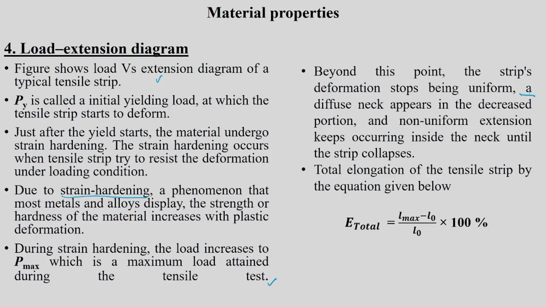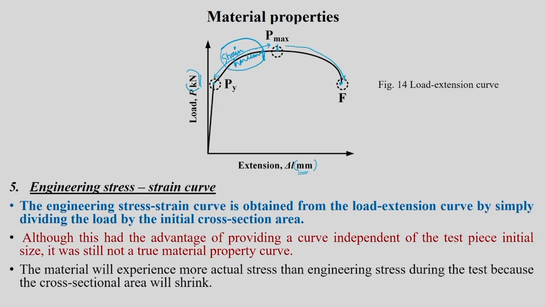Okay. A diffuse neck appears in the gauge portion, and non-uniform extension keeps occurring inside the neck until the strip collapses. So, what does that mean? That means when P max is reached, okay, you may have necking in the material. Okay. So, diffuse necking means what? This is a gauge region, and the gauge region will have some sort of necking like this, okay, over a larger gauge length. You can imagine this is the gauge length, let us say. Okay. You can imagine that this kind of neck will be formed.